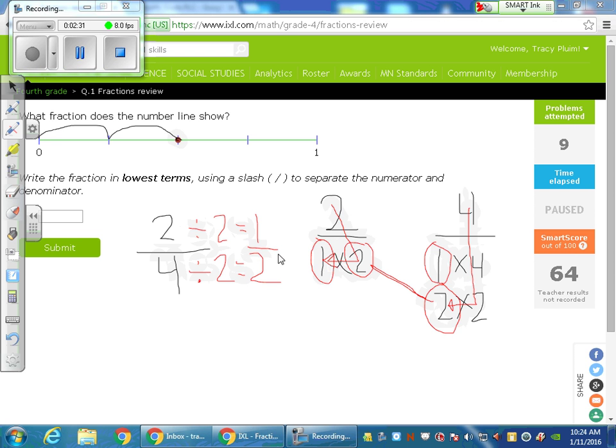So my lowest terms of this fraction is going to be 1/2, and that's what I would type into my fraction answer.